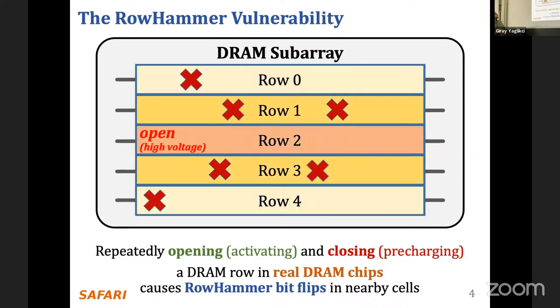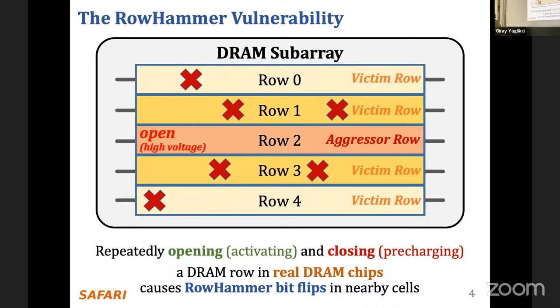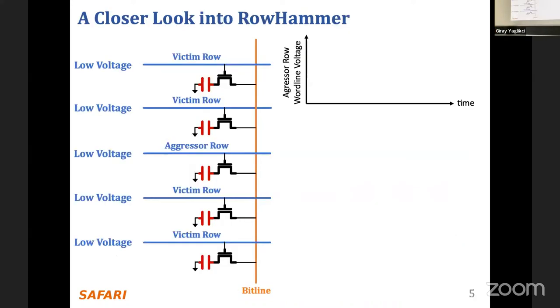And once we keep doing this many more times, the number of these bit flips and the number of rows that observe these bit flips actually increases. We call the row that we keep hammering, activating and precharging, or opening and closing, the aggressor row, and the other rows that are affected the victim rows.